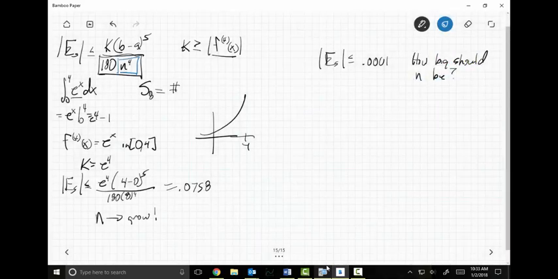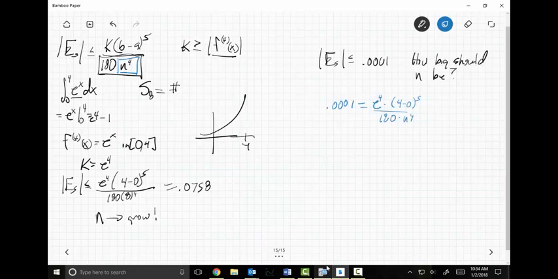Make it an equation. So I go 0.0001 is equal to, now I know that k is going to be e to the fourth. It doesn't matter, the fourth derivative of e to the x is always e to the x, and on 0 to 4, the maximum value of its absolute value is going to be e to the fourth, times 4 minus 0 to the fifth over 180 times n to the fourth.